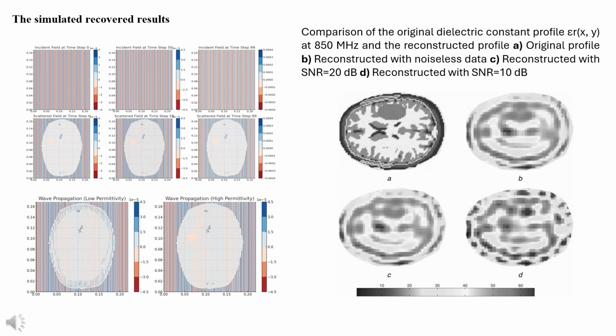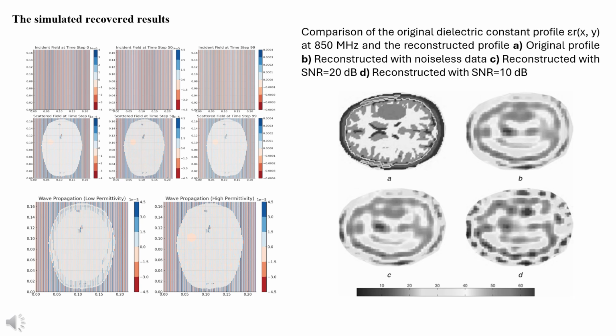The color scale in these plots indicates the field's amplitude at each point, with blue indicating negative values and red indicating positive values. These amplitudes change as the wave propagates, reflecting the oscillatory nature of the wave. Moving to the second row, we observe the scattered field at the same 3 time steps.